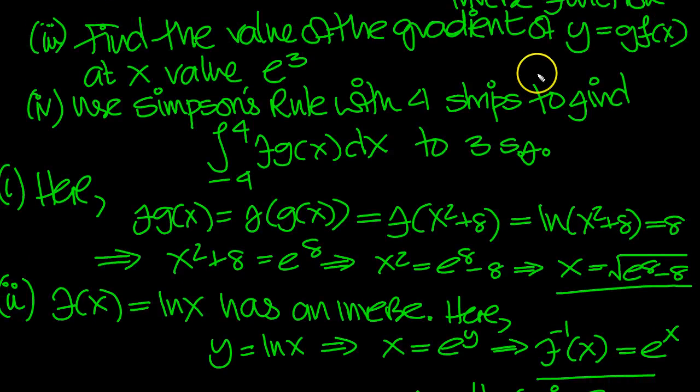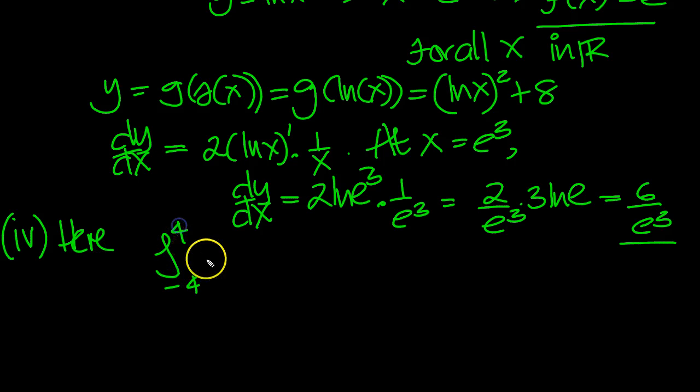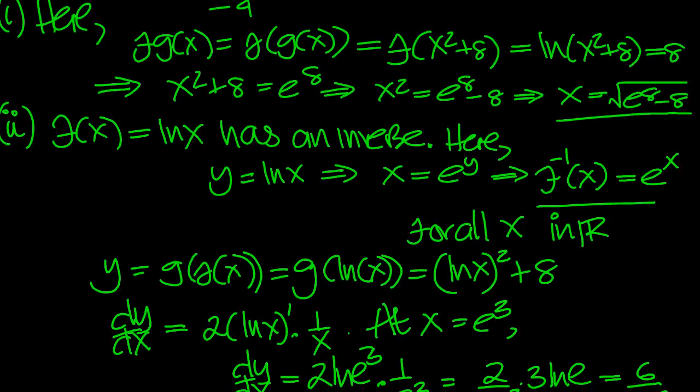Now use Simpson's rule with 4 strips to find the integral of f of g of x to 3 significant figures. f of g is here, ln of x squared plus 8 between minus 4 and 4. So this is part 4 now, isn't it? We need to work out the integral between minus 4 and 4. f of g was ln of x squared plus 8, wasn't it? dx. That was our integral, f of g.